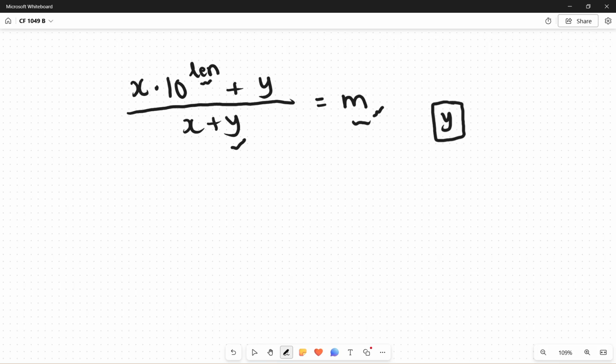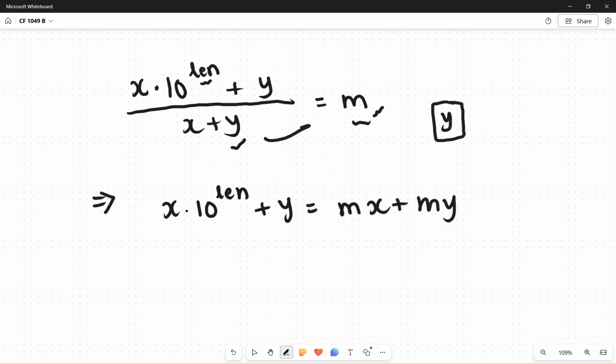Okay, so in these types of problems, try to work things around. Cross multiply, group the terms, try doing plus 1 minus 1 wherever needed. So that was my technique to solve this problem. Okay, that's not the technique, that's hit and trial and error. Okay, that's a technique as well. So anyway, let's see. x into 10 to the power of length plus y is equal to m into x plus m into y. So cross multiplying there, fairly easy.